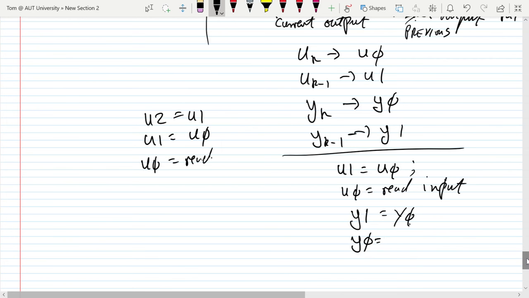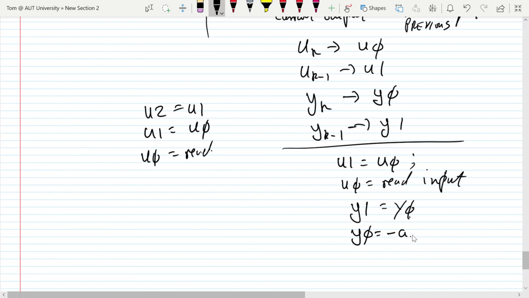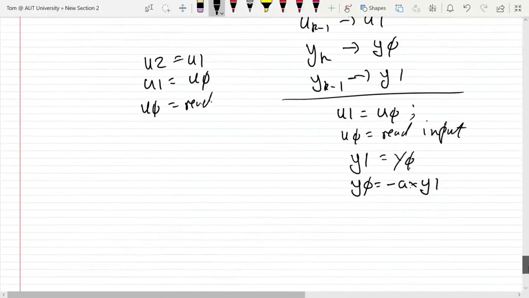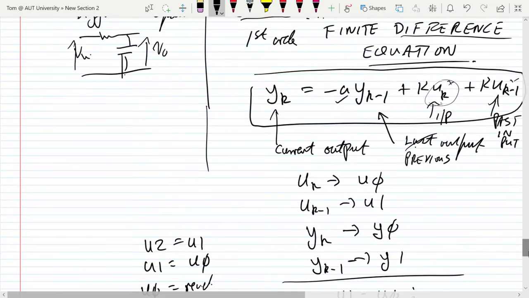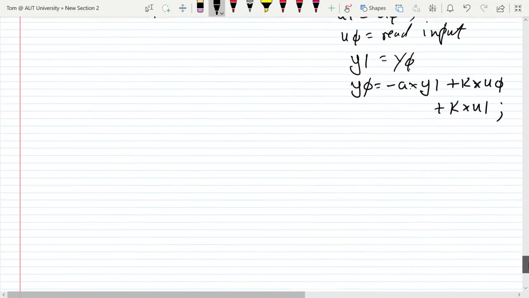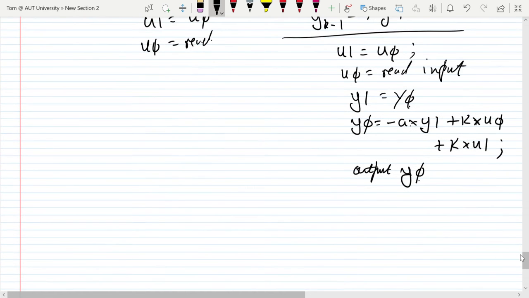And now we know, look at the difference equation. It's equal to minus a, well, assume we've defined a up at the top of the program, minus a times y at time k minus 1, plus k, and again, assume we know what k is, times u at time k, which is u0, plus k times u at time 1. You can put a semicolon again if you wanted to. And then we output y0. So that is our digital filter here.